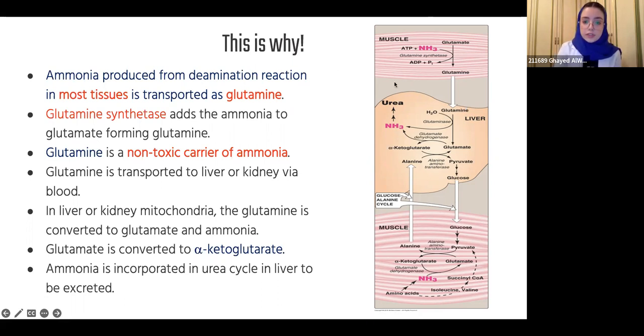To convert ammonia into glutamine, we have this reaction over here where ammonia combines with glutamate to make glutamine. Then this glutamine can go through the blood to the liver and be incorporated into the urea cycle. Again, to repeat, the main takeaway from this slide is that glutamine is the non-toxic carrier of ammonia.